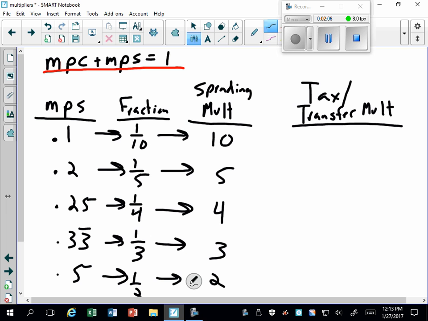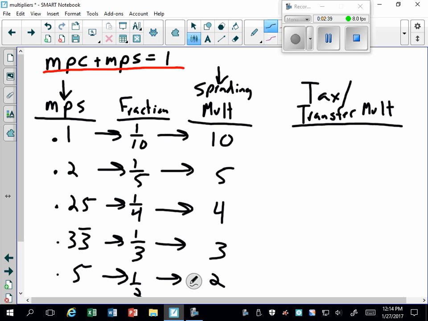Now, if you're someone that doesn't need to think of it as a fraction, if you're just able to take 0.1, because the equation is 1 over the MPS. So if the MPS is 0.1, 1 over 0.1 is 10, okay? And 1 over 0.2 is 5. 1 over 0.25 is 4. So if you don't have to think of it in terms of a fraction, I just think for a lot of kids it's easier to think of the decimal in terms of fraction. But if you're able to go right from this column here, the MPS column, right to what the multipliers are, that's fine, okay? So now you have all your different spending multipliers.